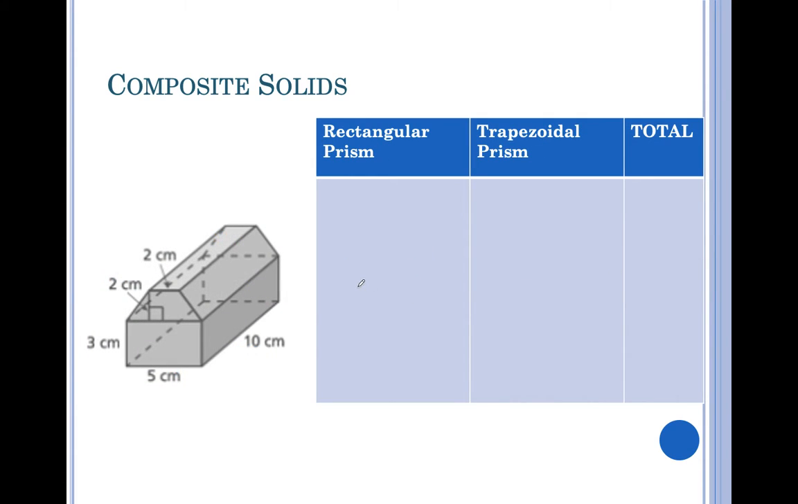Moving on to example number 2, here we have a composite solid made up of a rectangular prism on the bottom and a trapezoidal prism on the top. Let's start with a rectangular prism. Again, we know that the formula for finding the volume of a rectangular prism is length times width times height. In this example, the length is 5 centimeters, the width is 10 centimeters, and the height is 3 centimeters. So we're going to multiply 5 times 10 times 3, which gives us a total volume for the rectangular prism of 150 centimeters cubed.